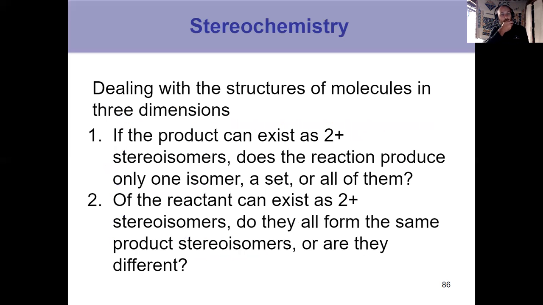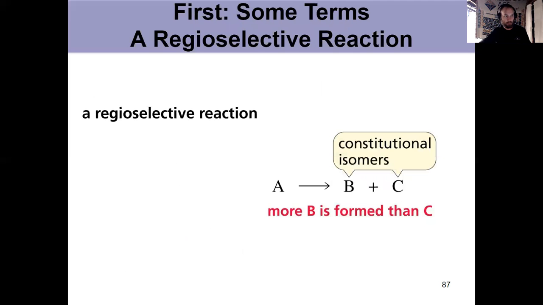Stereochem, as you know from Chapter 4, is all about thinking about things in 3D. And so we have to ask ourselves, if I'm making a product with a stereocenter, meaning it can exist as two or more stereoisomers, does a reaction produce just one of them or a mixture of all of them? Or on the other hand, if a reactant can exist as two or more stereoisomers, do those stereoisomers make different products respectively, or do they make the same product? So let's jump in to consider those possibilities.